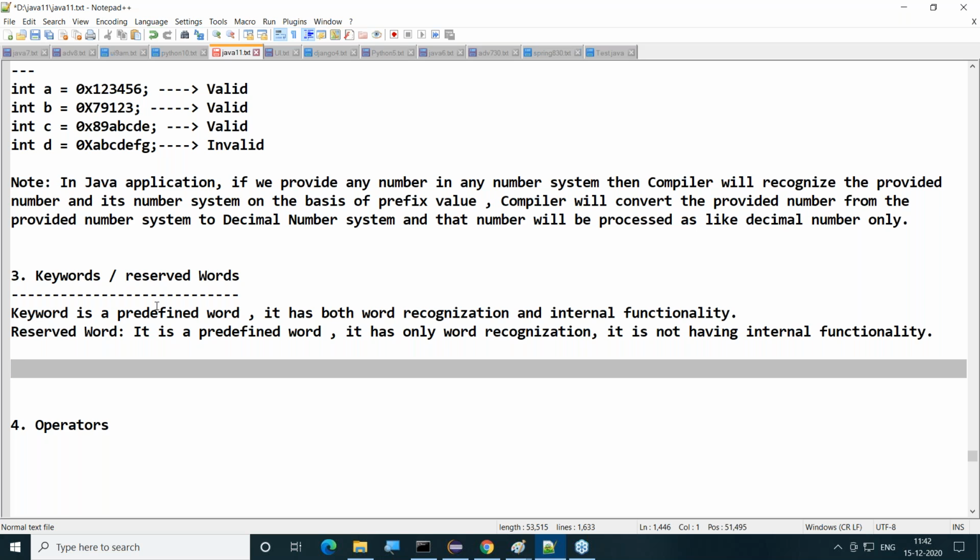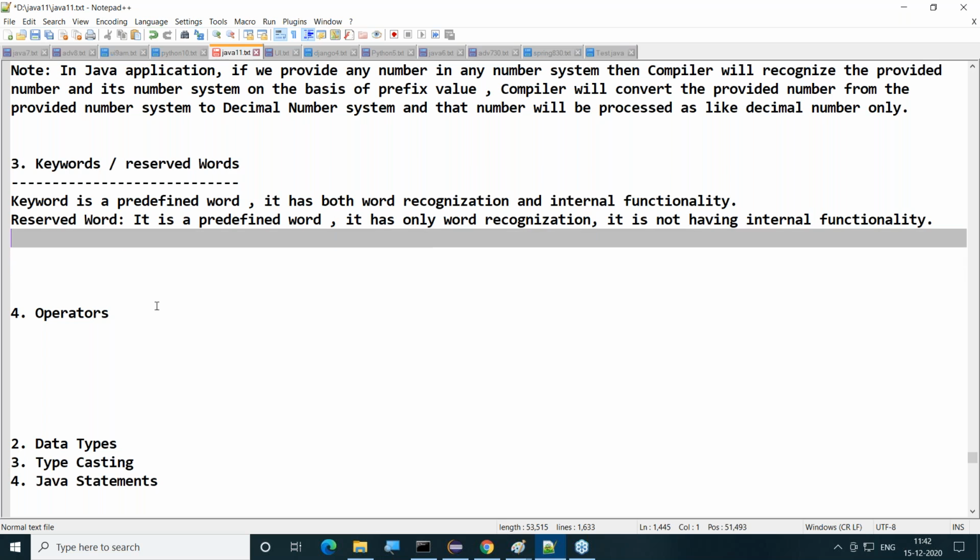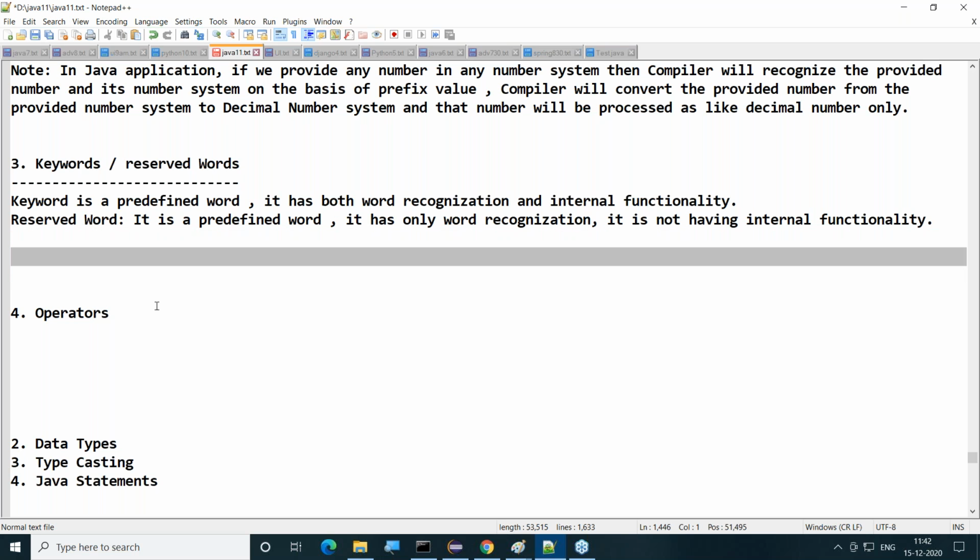Everything here we have to understand. This is one punch: it has only word recognition and it is not having internal functionality. Okay, fine. This is completed.